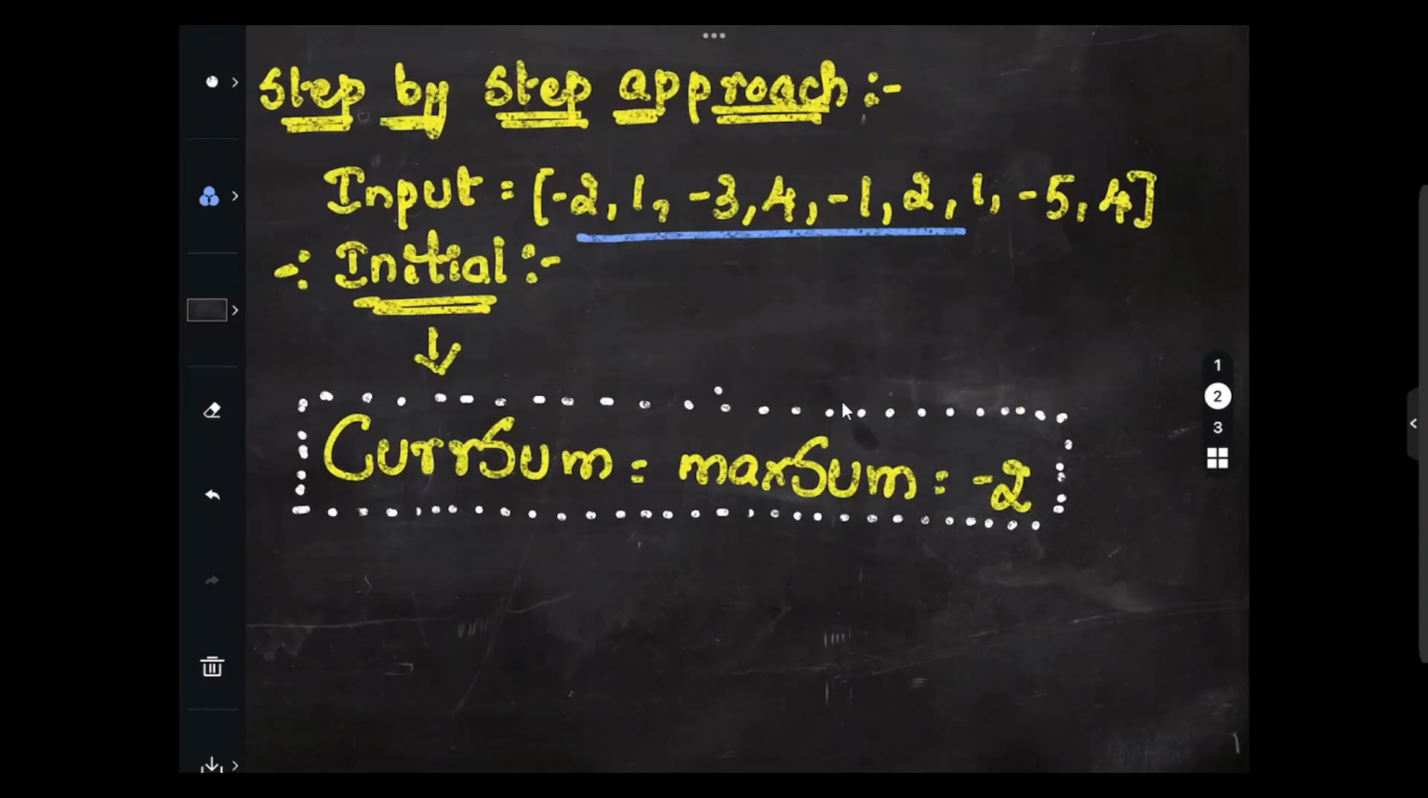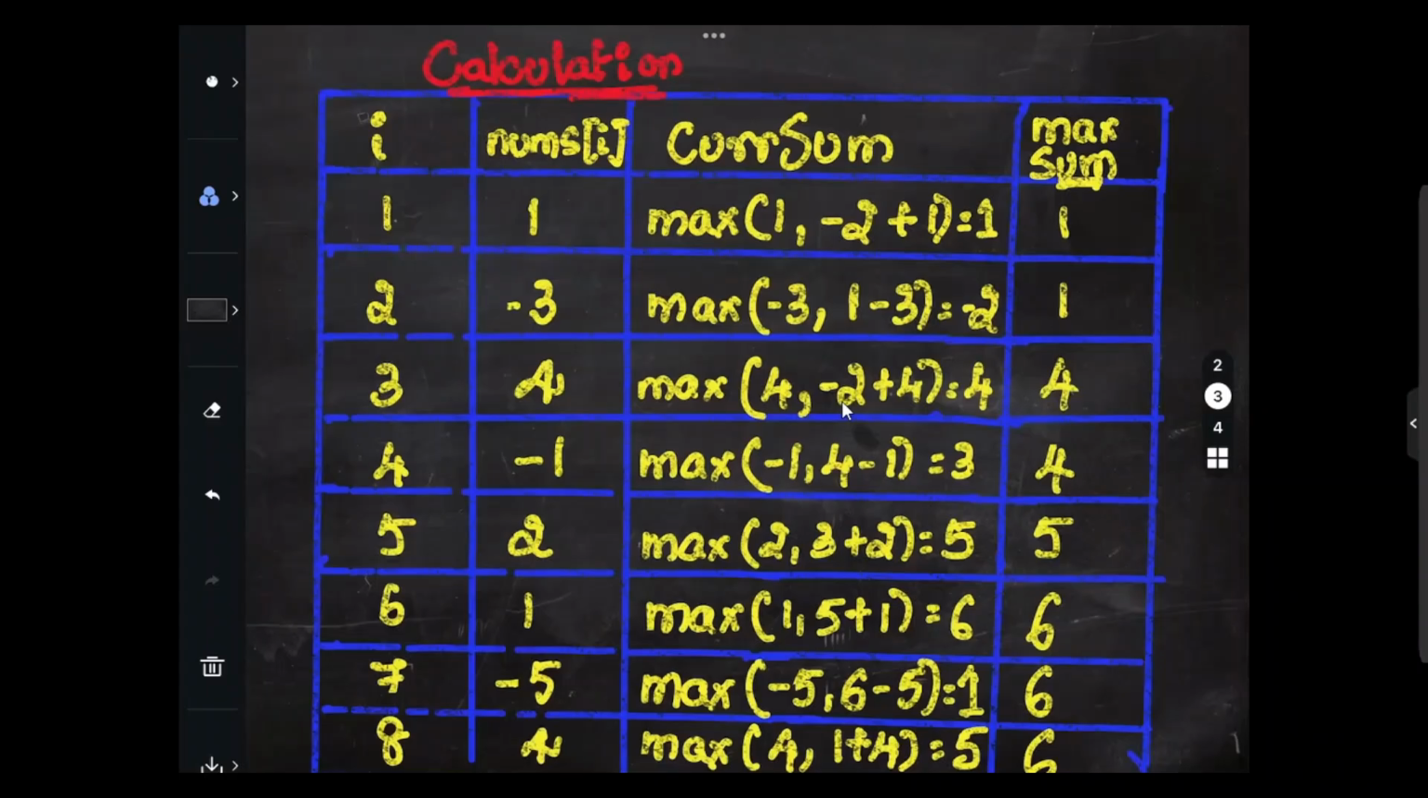So here in this case, the input we have is this one. Initially, current sum equals max sum equals -2. This one we are considering initially. So current sum and max sum both are -2 initially. Just keep this in mind. This is nothing but the initialization part. So let's go with the calculation part here.